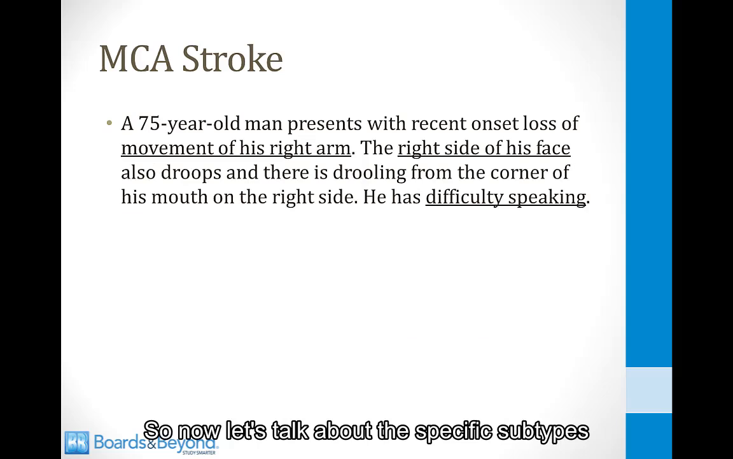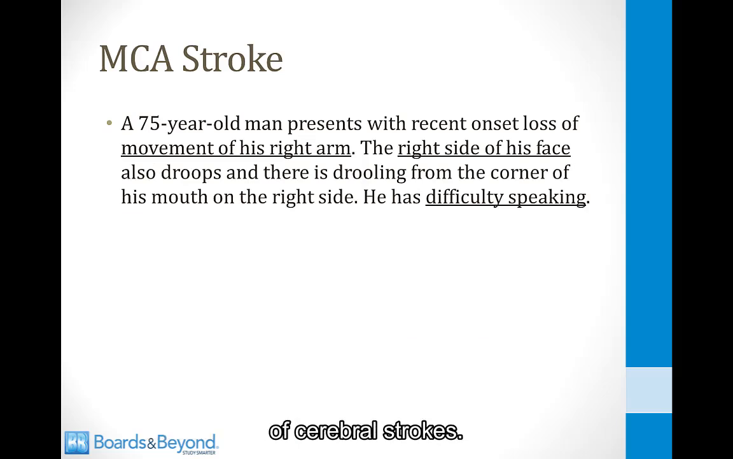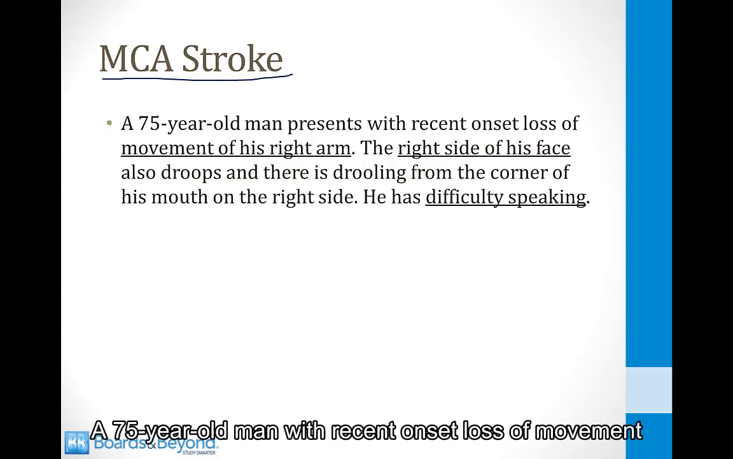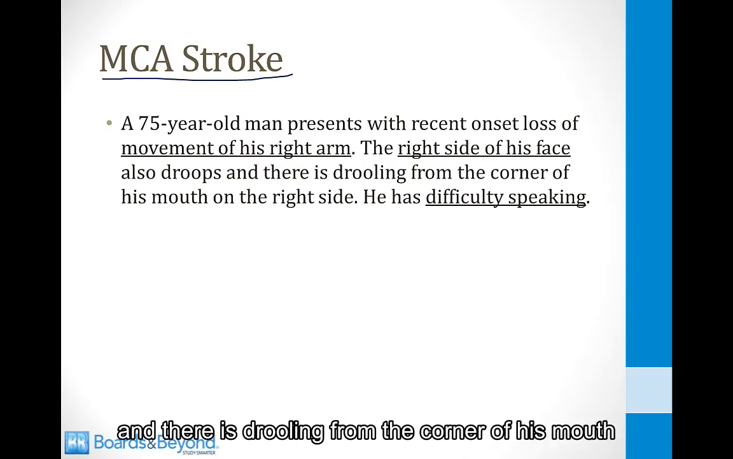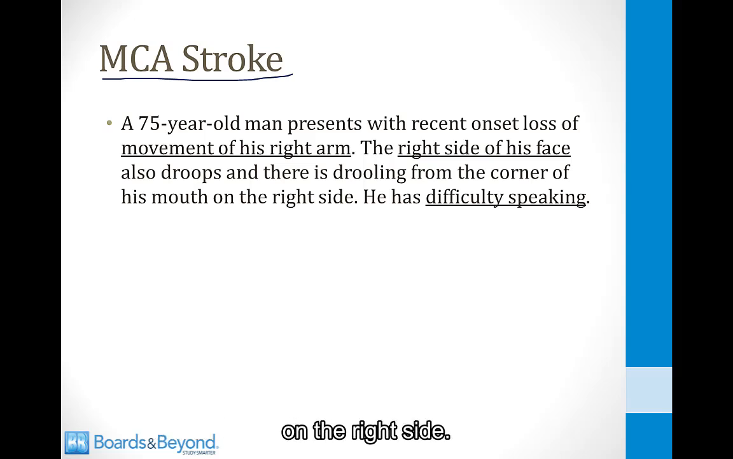So now let's talk about the specific subtypes of cerebral stroke. So we'll start with an MCA stroke, and this is how it would present. A 75-year-old man with recent onset loss of movement of his right arm. The right side of his face also droops, and there is drooling from the corner of his mouth on the right side. He also has difficulty speaking.